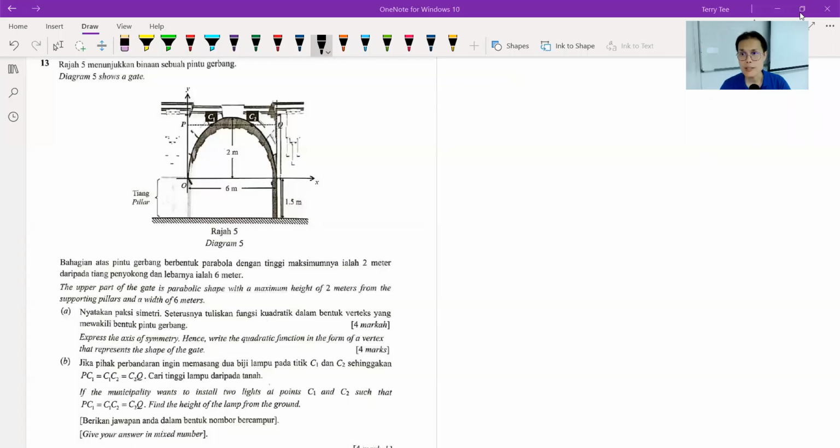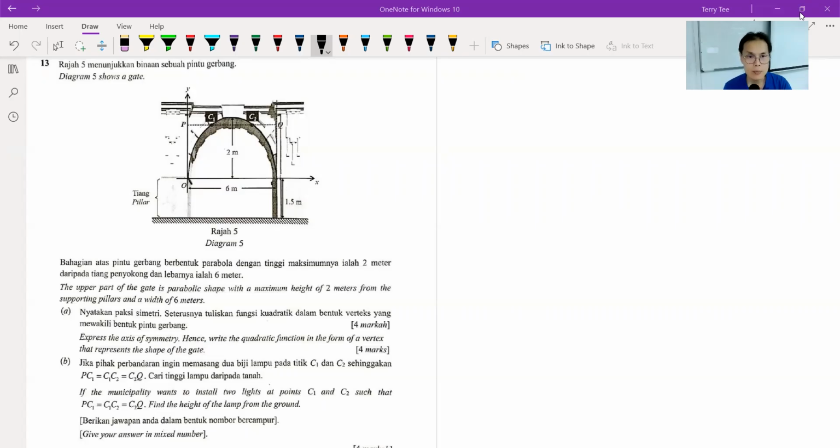Okay, question 13. This is from the chapter quadratic function. We have a diagram that shows a gate, and you have the upper part of the gate. It's a parabolic shape with a maximum height of 2 meters from the supporting pillars and a width of 6 meters.